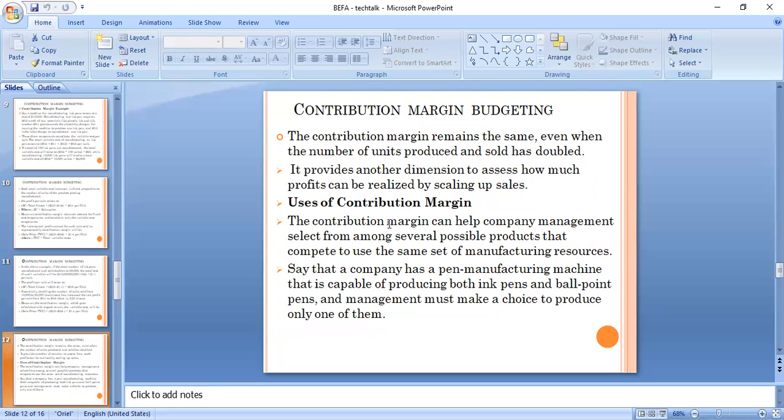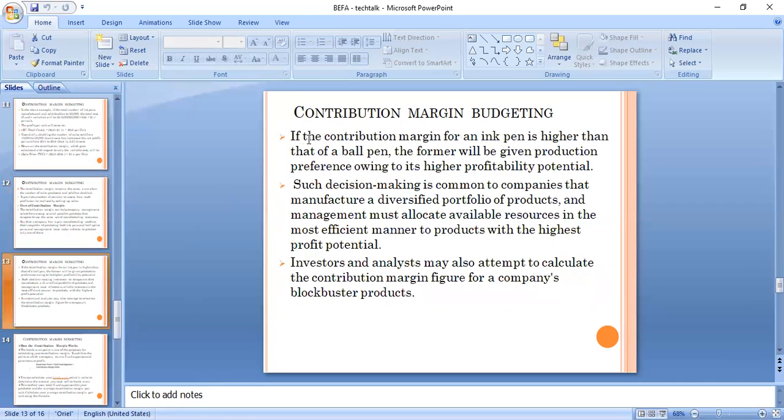Uses of contribution margin. The contribution margin can help company management select from among several possible products that compete to use the same set of manufacturing resources. Say that a company has a pen manufacturing facility that is capable of producing both ink pens and ballpoint pens, and management must make a choice to produce only one of them. If the contribution margin for an ink pen is higher than that of a ballpoint pen, the former will be given production preference owing to its higher profitability potential.